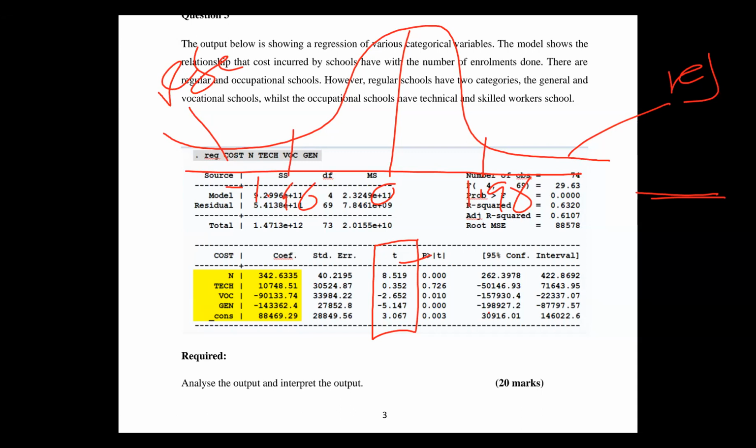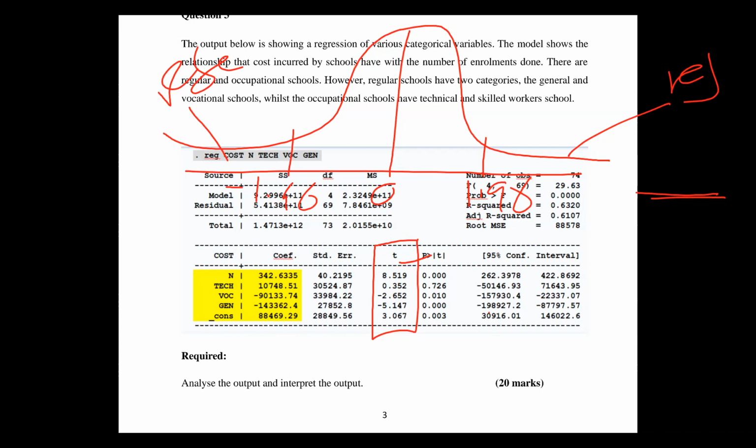So we say enrollments, right? The number of enrollment in skilled workers school has got an impact, or they are statistically significant to the total cost that the schools incur. Okay. Come again.